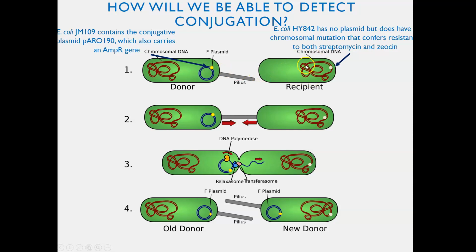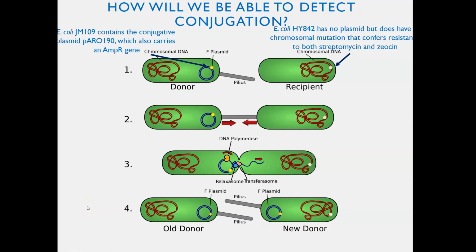Our recipient in this case is HY842. It has no plasmid, but what it does have is instructions for zeaxanthin resistance, the resistance to the antibiotic zeaxanthin. We're going to allow these two to interact for a short time in an incubator, and what we hope is happening is that the donor is copying that fertility plasmid, that it will be transferred, and then we'll end up with a small number of bacteria who have now received the plasmid.